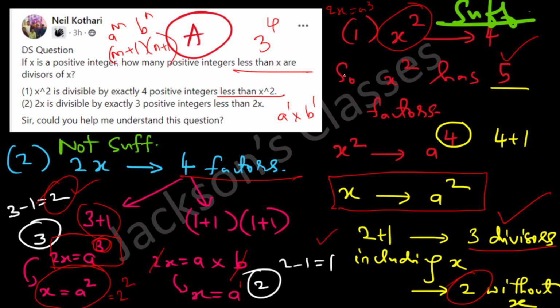And remember, this question is based on the property that if you write n is equal to a to the power m into b to the power n, then the number of factors including n will be (m plus 1) into (n plus 1).